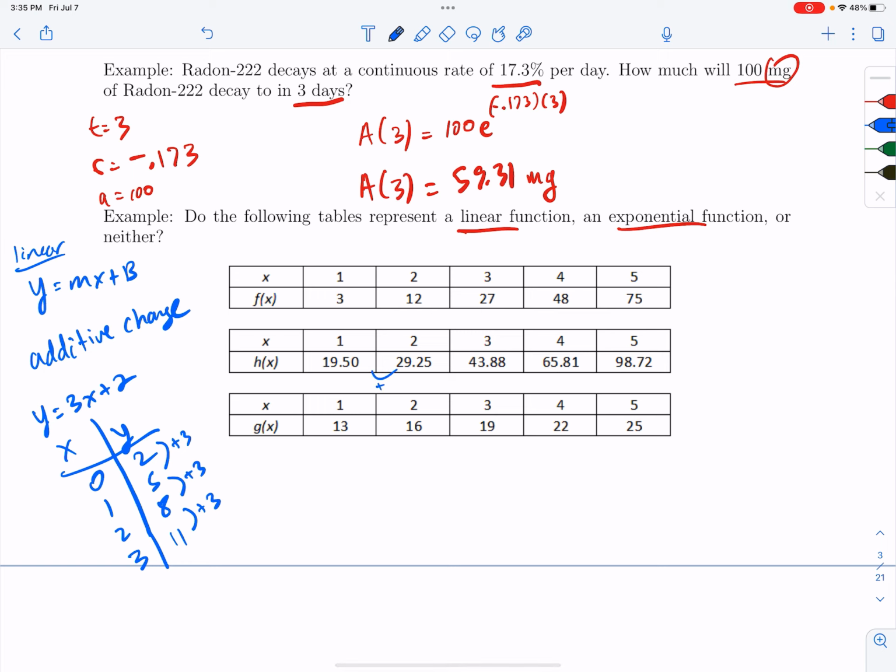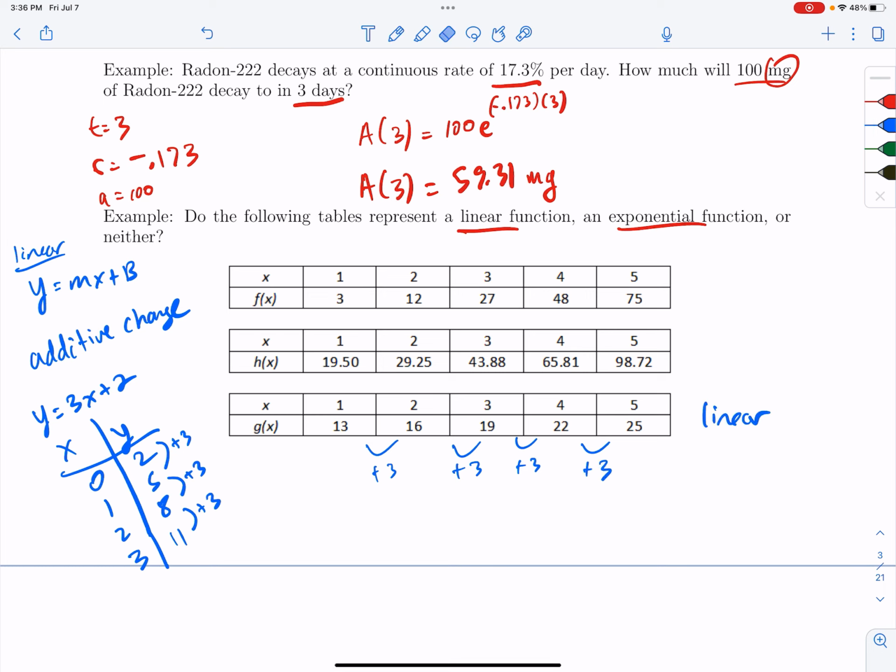Here, this looks like I'm adding, let's see, almost 10, so 9.75. This is not 9.75. I don't even need to know what it is, but it's more than 10. It's almost 14 point something. So that also is not linear. This one I'm adding 3, 3, 3, 3. So this one is linear.